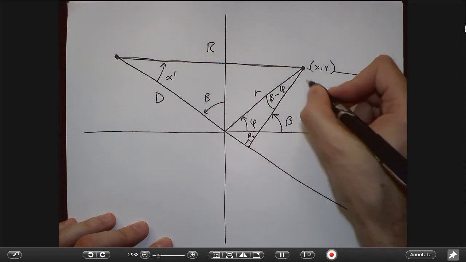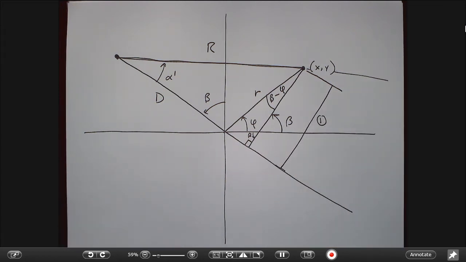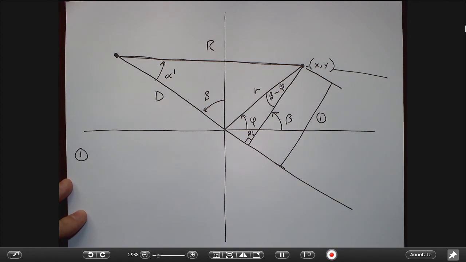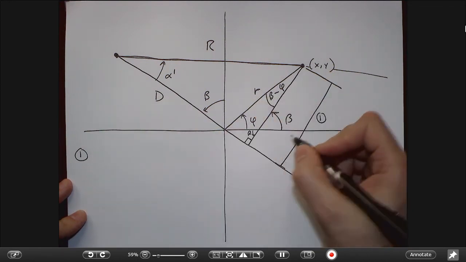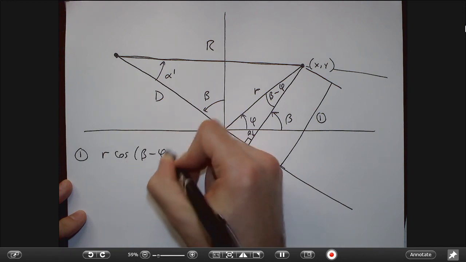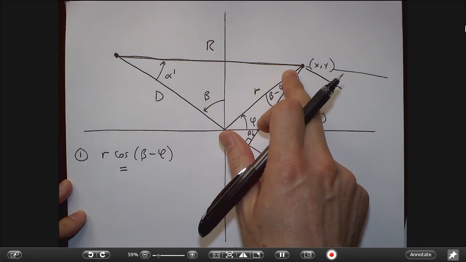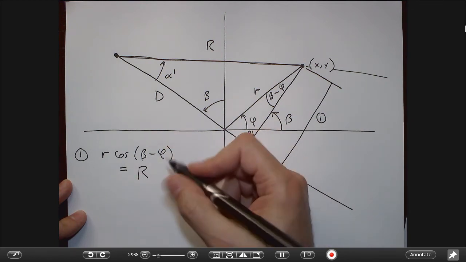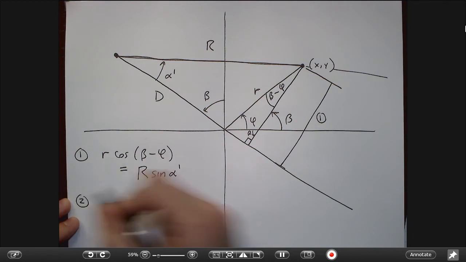Okay, so what I was trying to do was make one of these integrals easier. Now let's consider this distance. I'm just going to put a circle 1, right? So there are two ways of describing this distance. Well, if I think about this little r as a hypotenuse, I can think about this as the adjacent, which is r cosine of beta minus phi. Or I could think about it as part of a bigger triangle with hypotenuse capital R, where this angle is alpha prime. So I could think about this as the opposite, which is R sine alpha prime. Those two things are the same.